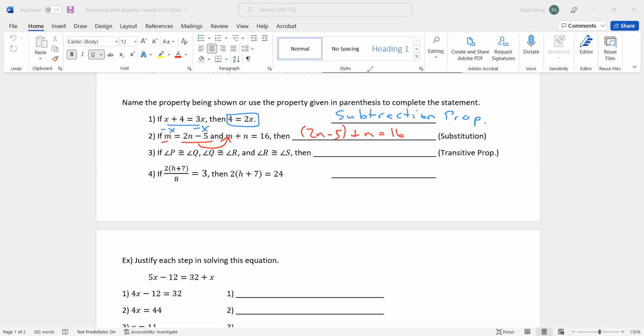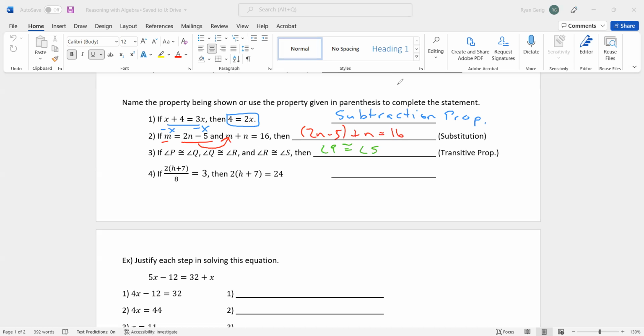The next one is a transitive property. I want you to use a transitive property. If angle P is congruent to angle Q, and angle Q is congruent to angle R, and angle R is congruent to angle S, what can I conclude? Well, the first one, angle P, is congruent to the last one, angle S. Now you might be like, well, there were only 2 parts in the transitive property above. It doesn't matter. I could keep going forever and keep saying, and then angle S is congruent to angle T, and angle T is congruent to angle U, and so on. It's still the first one is congruent to the last one.